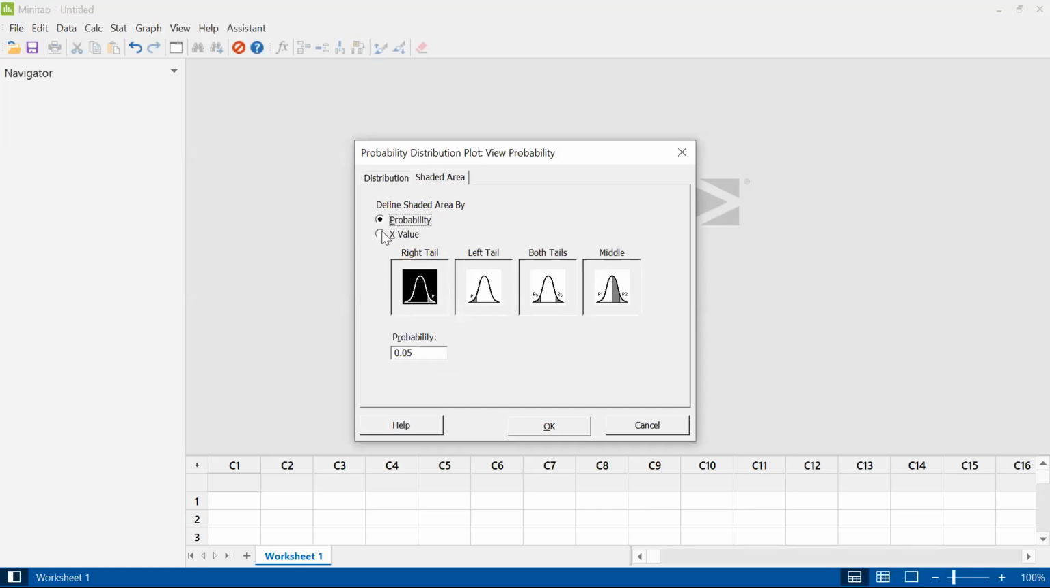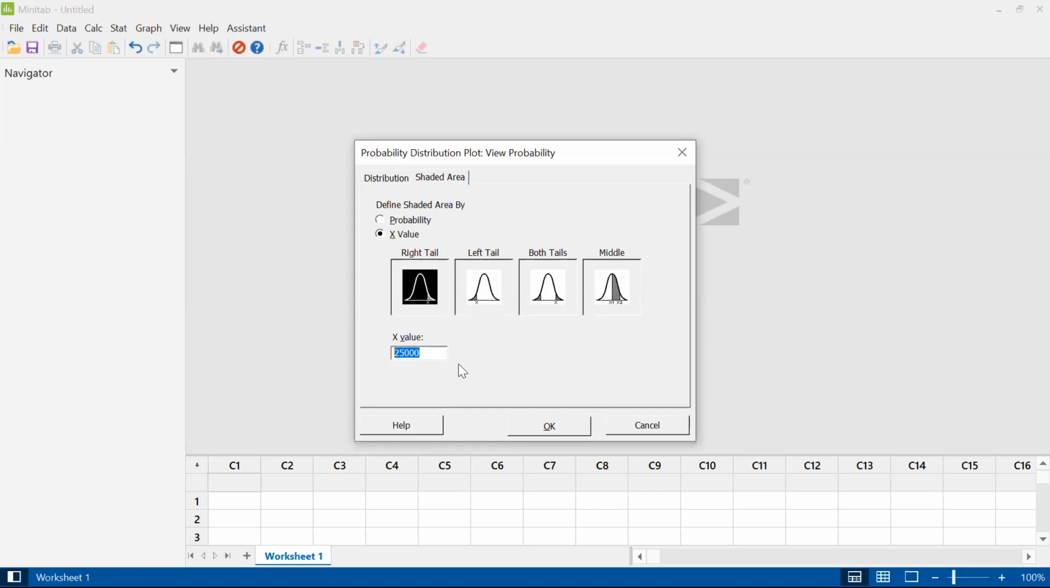And this normally starts on the default of probability, but probability is what we're trying to find. What we know is the other thing, the x value. So we want 5.2 and higher. So that's going to be a right tail, so everything to the right of a certain line.